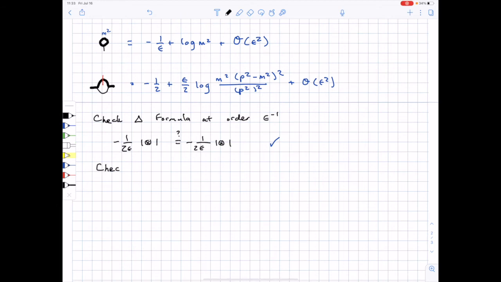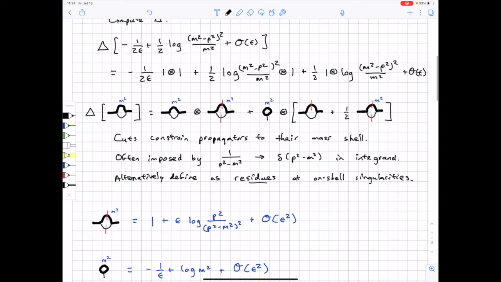Now let's check at subleading order, epsilon to the 0. So now, here in the first term, we're looking to combine this expression on the left of the tensor product with this on the right, and we're looking for order epsilon to the 0. So we'll have one contribution from the pole term in epsilon times epsilon, and this will give something like a constant tensor log. And then we'll also have the tensor product of these constants. So this will be a log tensor constant.